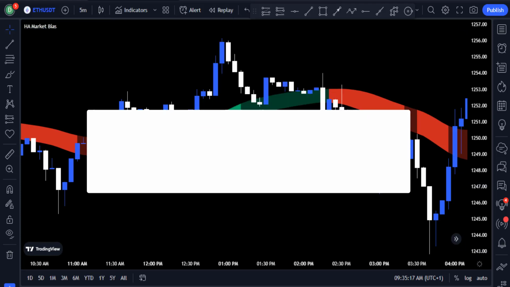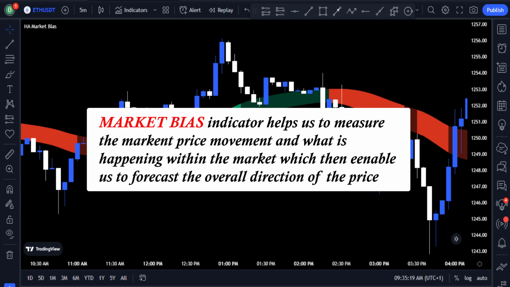Now, this market bias indicator is used to measure the movement of price and what is happening within the market, and then to forecast the future overall direction of the market. It can also be used as a support and resistance where price will pull back to or reverse from.